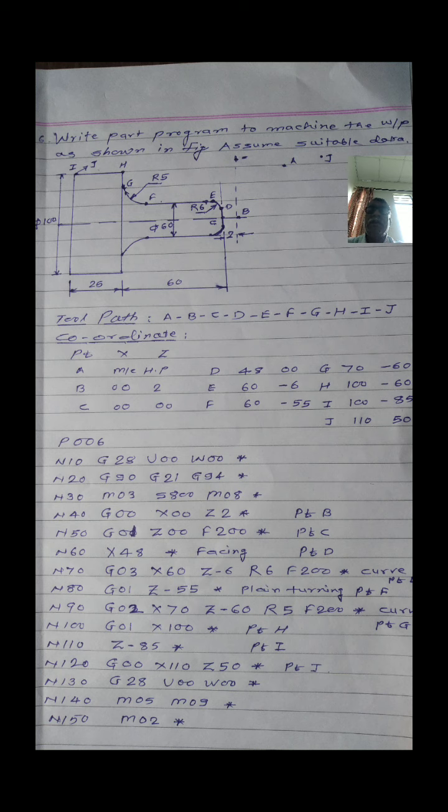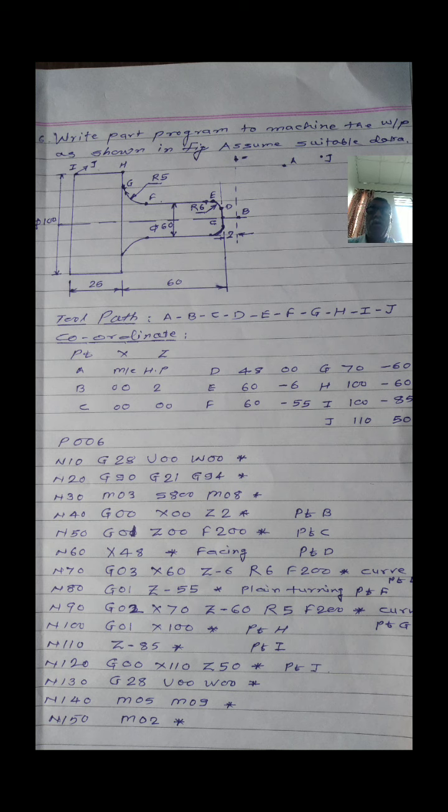Then I coordinates, x coordinate is 100, z coordinate is again 60, and I coordinates having x coordinate 100 and z coordinate minus 85. 60 plus 25, therefore minus 85. And J coordinates having coordinates 110 and 50. After finding the coordinates, do you understand how to find out the coordinates for the given profile if there is arc turning? Is it okay?